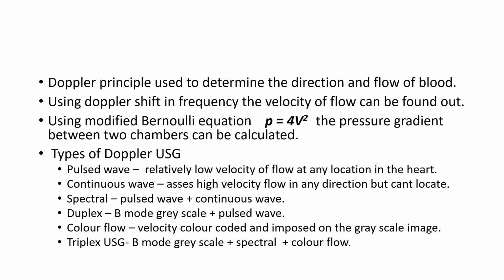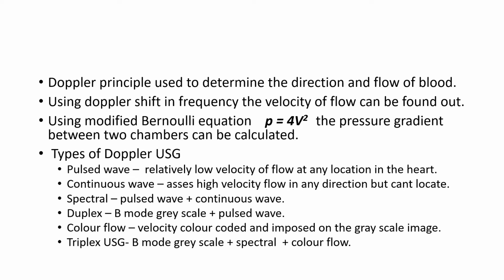There are different types of Doppler USG, such as the pulse wave, which is used for relatively low flow velocity, and it can be used to detect flow in any location of the heart. Whereas the continuous wave Doppler is used to assess high velocity flow in any direction, but it cannot locate precisely. Spectral Doppler is a combination of both pulsed and continuous wave, whereas a duplex scan has a B mode grayscale with a pulsed wave Doppler.